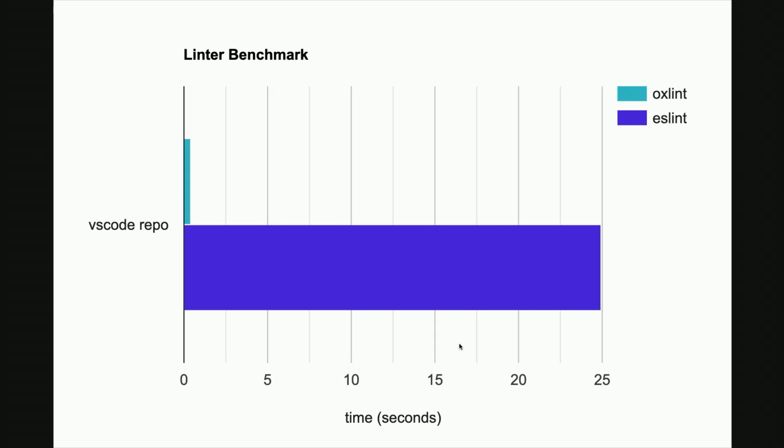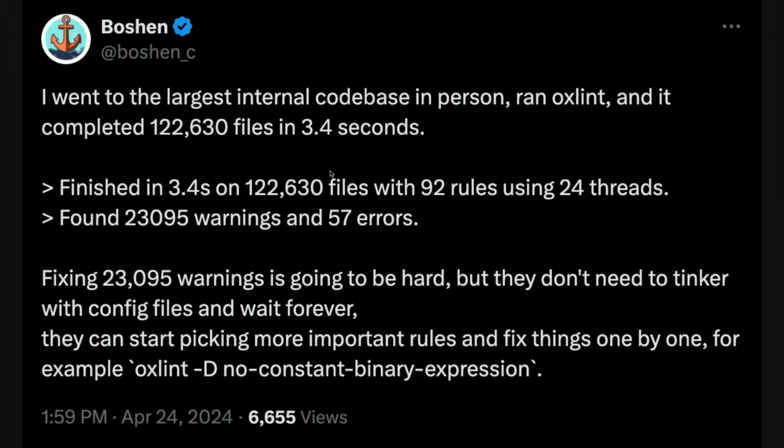And this is the benchmark against ESLint. So ESLint takes like 25 seconds. Oxlint is only, in the VS Code repo, it's only 2 seconds. So it's really, really fast. And while I worked at ByteDance, the TikTok repo at that time had 122K files, and Oxlint finished in 3.4 seconds. Yeah, that's really, really, really fast.